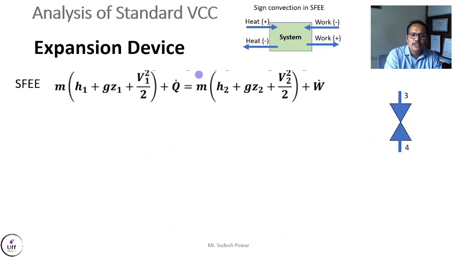Third device is expansion device. Again, this is the expansion device. So this is the entry to the expansion device, and this is the exit from the expansion device. So at the entry, enthalpy is H3, velocity is V3, potential head is Z3. Similarly, at point number 4, H4, V4 and Z4.